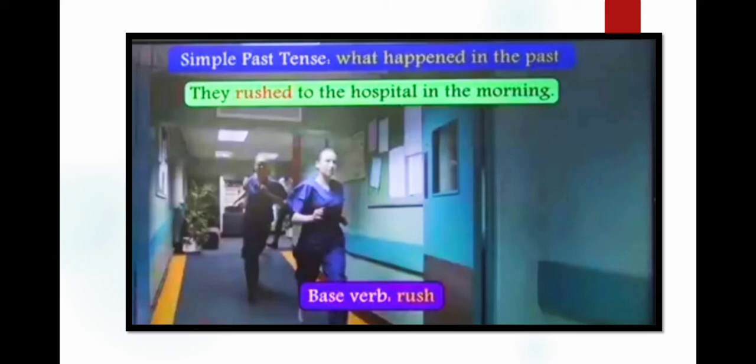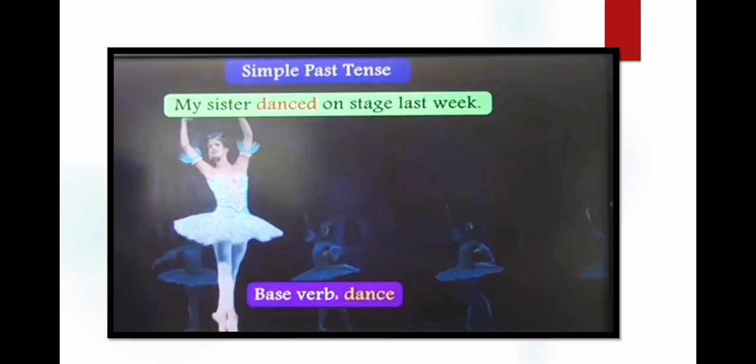Let's see the next example. My sister danced on stage last week. What is the base verb of the verb dance here? Dance. We know that sometimes we just add d to the base verb to form its past tense. So, my sister danced on stage last week is in the simple past tense.